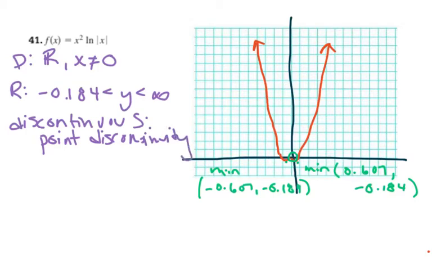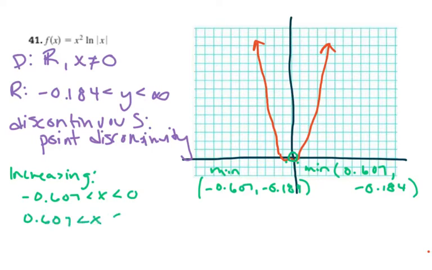Alright, then our increasing pieces are going to go from down at our lowest point to that 0, and then down at the next lowest point up to infinity. So we're going to increase on negative 0.607, the minimum, to 0, and then also from that next minimum point, so 0.607, to infinity.